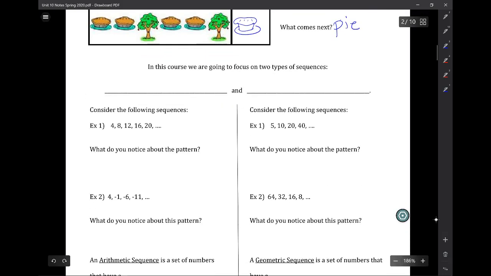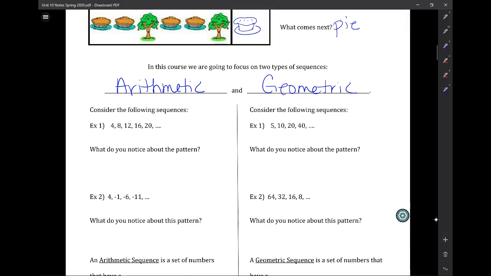Like I said, we are going to focus on two different types. The first one is called arithmetic. Some people say arithmetic, but it's not spelled the same, so it's arithmetic. And the other one is geometric. So let's focus just on arithmetic for right now.